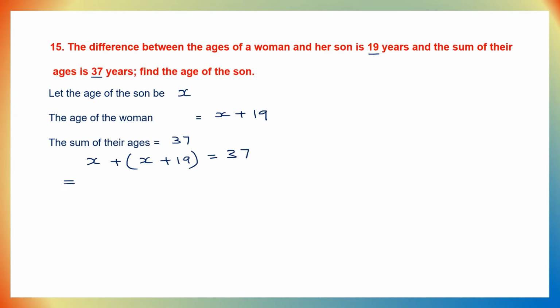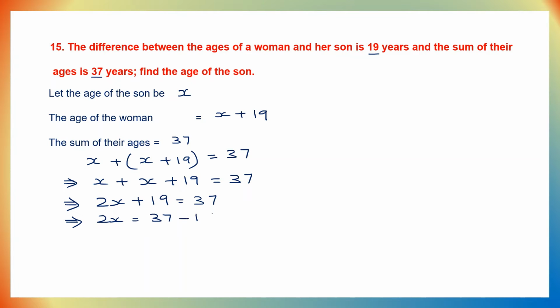So let's solve for x. x plus x plus 19 is 37. x plus x is 2x. 2x plus 19 is 37. That means 2x will be 37 minus 19, because I've transposed plus 19 to the other side, it's become minus 19. So let's find the value of 2x.